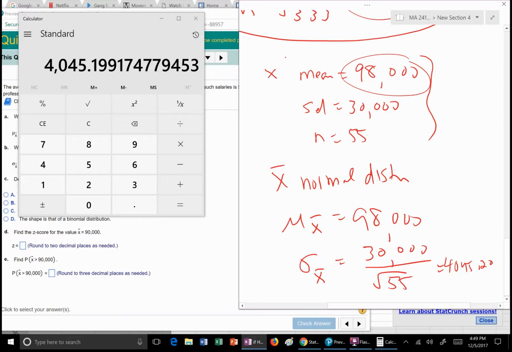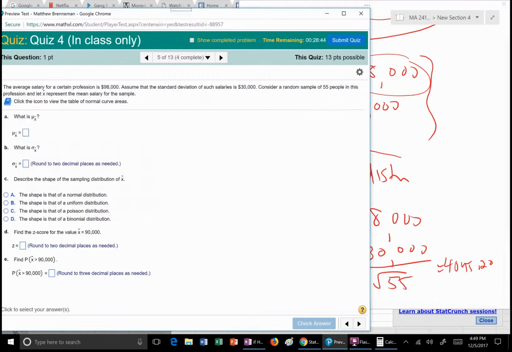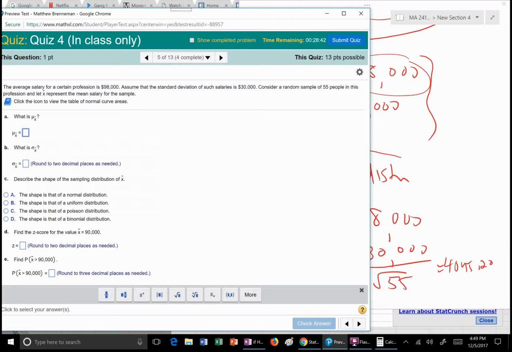Okay? So now I'm ready to answer all the questions. I know everything I need to know about x bar. So the mean of x bar is going to be the same as the mean of x, which is 98,000. The standard deviation of x bar we just worked out. It's going to be 4045.20. Okay. We know that it's normal because we have over 30. And we could compute the z-score, right? So we could go ahead and do that if we wanted to.